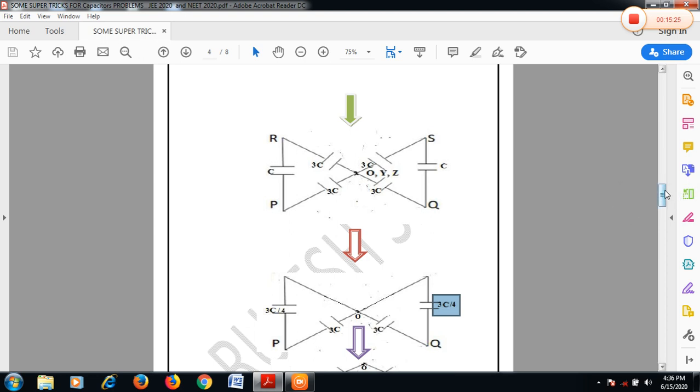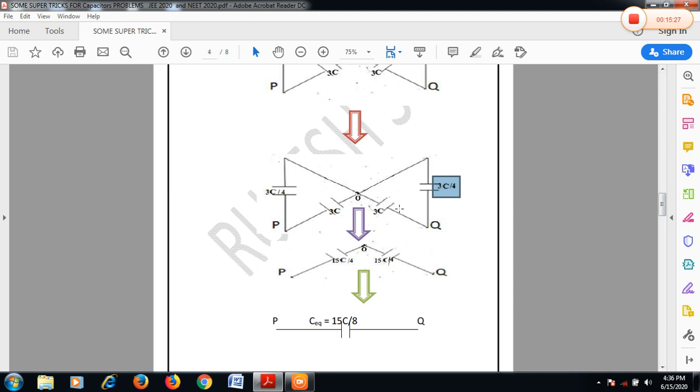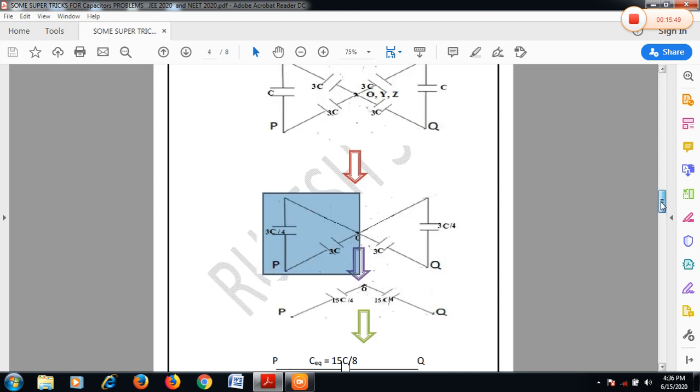Now moving forward, we can see that we have two capacitors across P and O which are in parallel combination, that is 3C by 4 and 3C. So adding them together, we have 3C by 4 plus 3C, which is 15C by 4. That is 15C by 4.